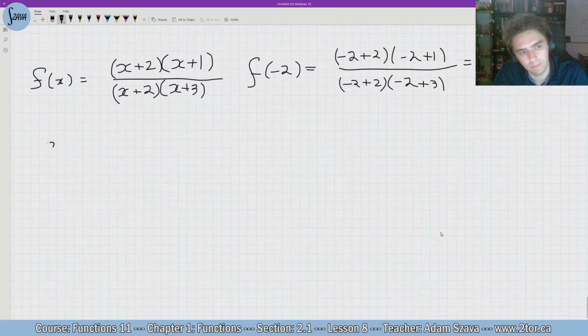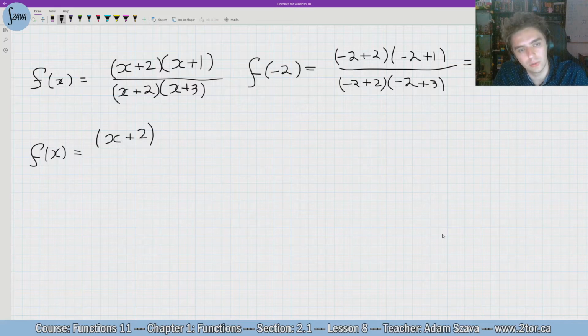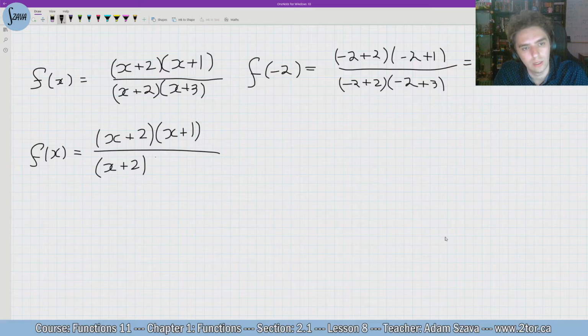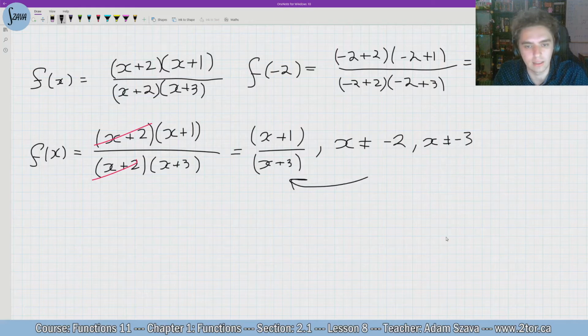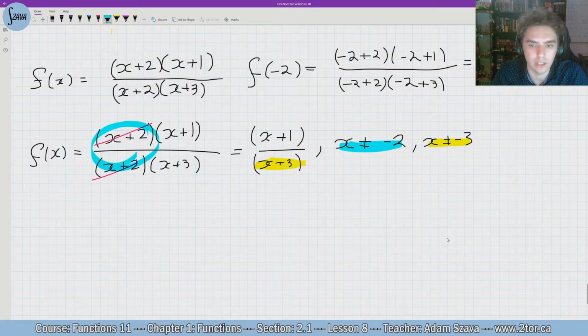So f of x is equal to (x plus 2)(x plus 1) over (x plus 2)(x plus 3) by canceling, right? That is equal to (x plus 1) over (x plus 3), but you need to explicitly write the condition that x cannot equal -2. And from this, we can also see separately that x cannot equal -3 from the fact that this denominator can't be 0 either.